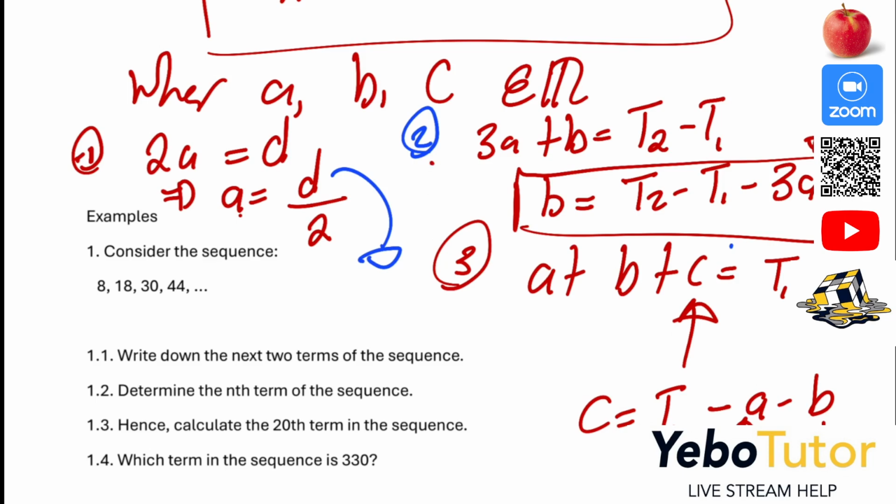In the next small video, we will have our specific example to prove and solve questions based on quadratic sequences.